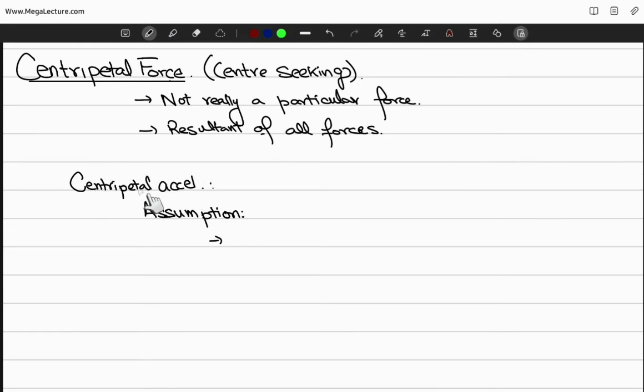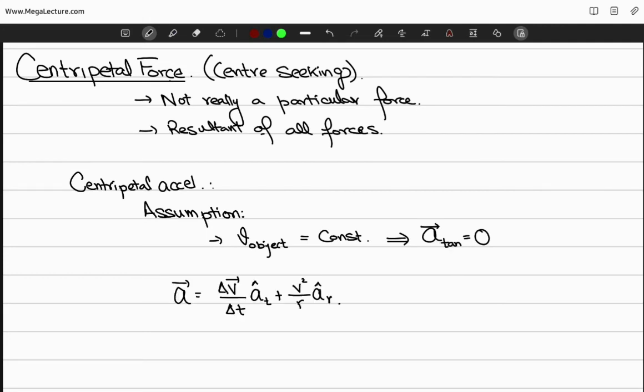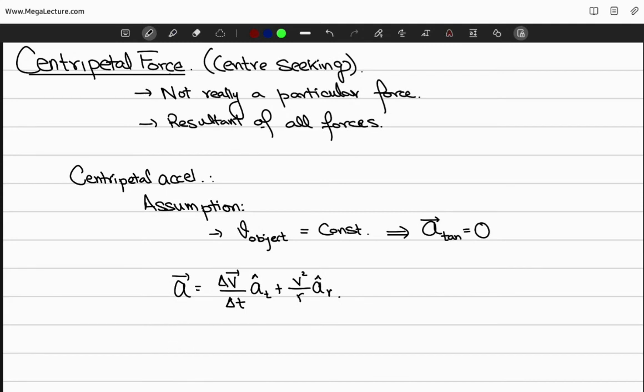To talk about the centripetal acceleration, we need to make an assumption. We assume that the speed of the object is constant throughout the motion, so that the tangential component of the velocity will not produce any acceleration. However, only the radial component will. And mathematically, I can write the acceleration vector as the sum of two components, a tangential component and the radial component.